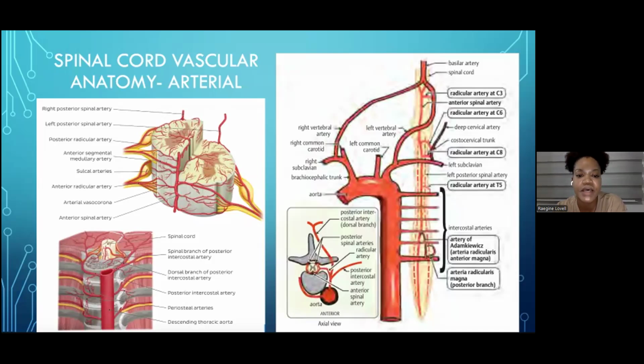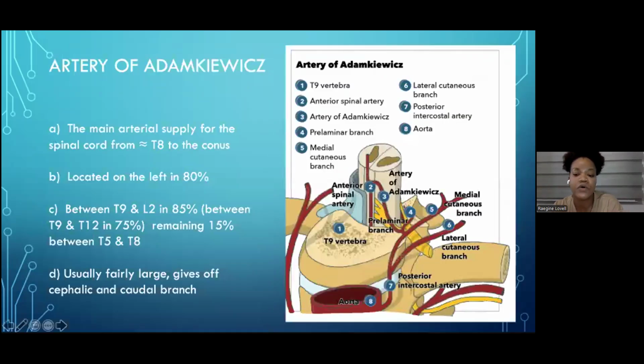Then of note is the artery of Adamkiewicz, also known as the arteria radicularis anterior magna. This is the main arterial supply for the spinal cord from approximately T8 to the conus. It is located on the left side in 80% of the population, leaving 20% on the right. And the level changes. It is situated between T9 and L2 in 85%, T9 to T12 in 75% of that 85%. And in the remaining 15%, it occurs between T5 and T8.